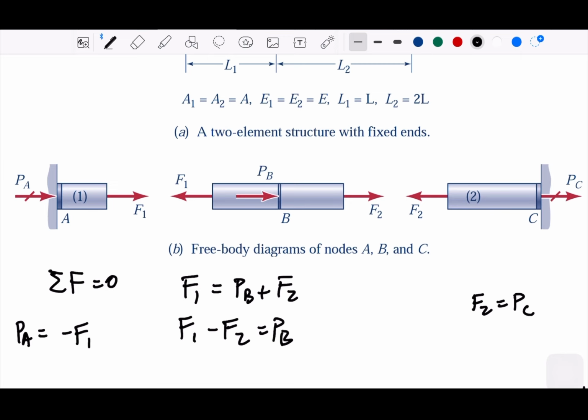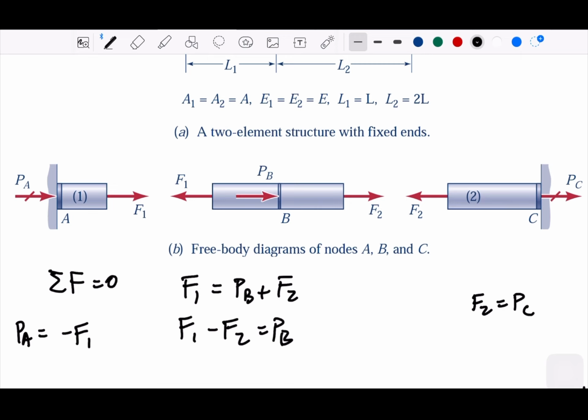Okay, still, we have F1, we have F2. Still, we cannot solve this, right? As we mentioned before, we cannot solve this through equilibrium. So we need to have another constraint. So let's say we want to know PA and PC, but since we don't know the F1 and F2, we need to know these relations. What's the relation between F1 and F2? Okay, that's what we are going to do.